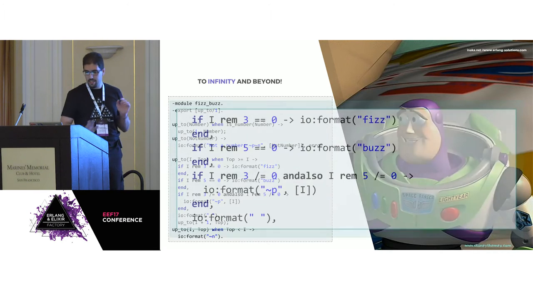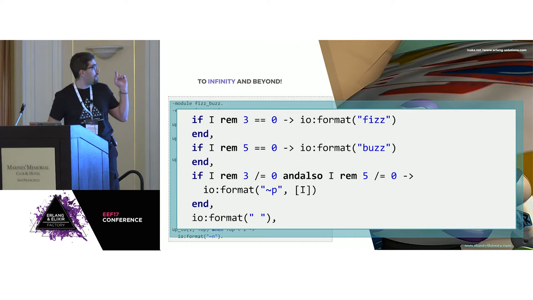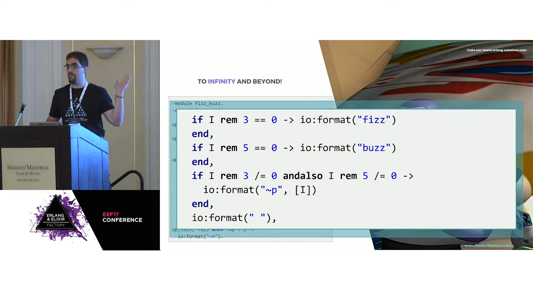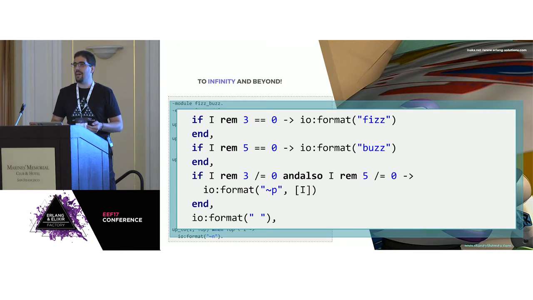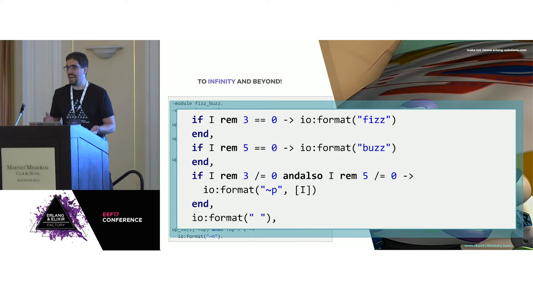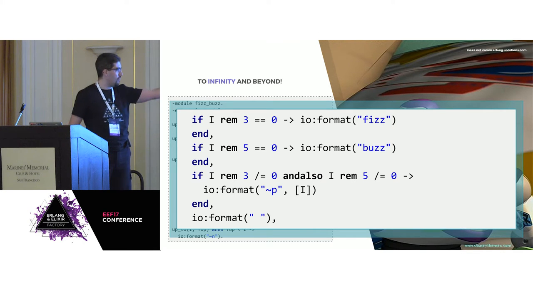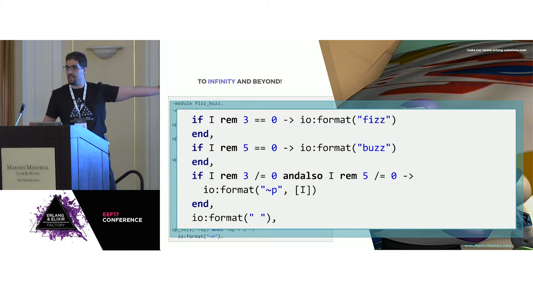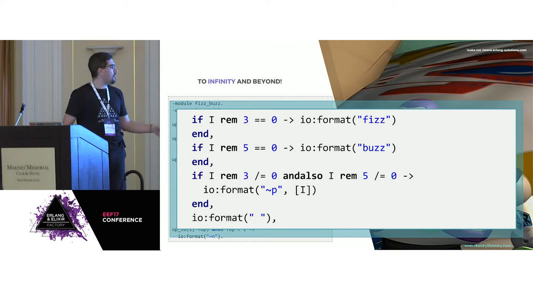And basically, it goes like this. So if the number is divisible by 3, I print fizz. If it's divisible by 5, I print buzz. If it's divisible by both of them, I already printed fizz, buzz. See? Smart. But of course, if it's not divisible by any of those, I will print the number. Fair enough?